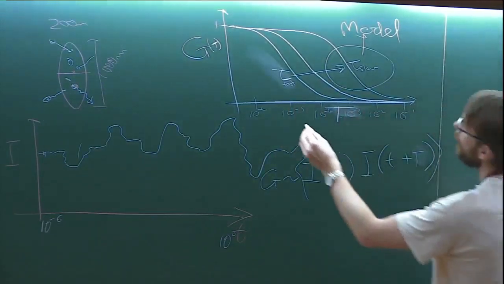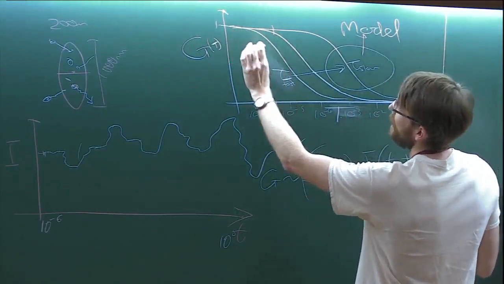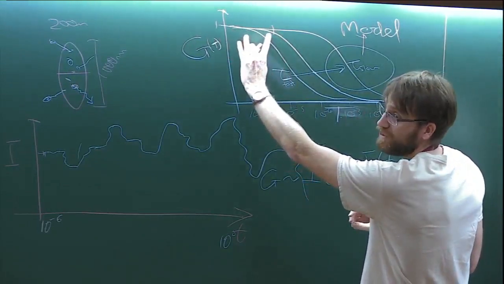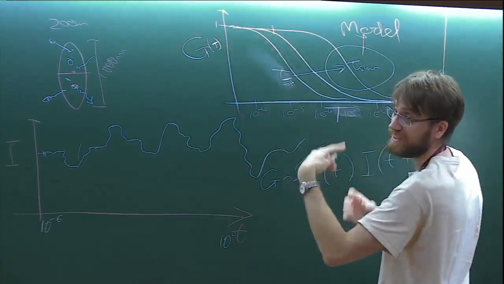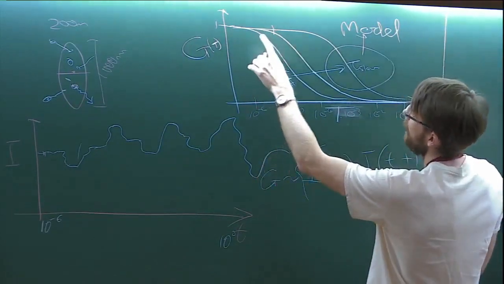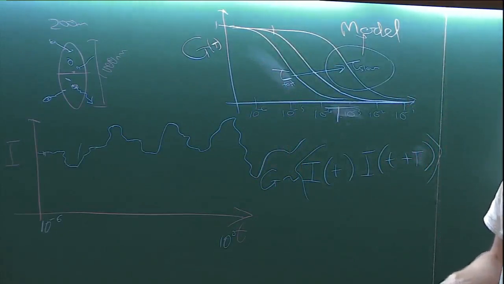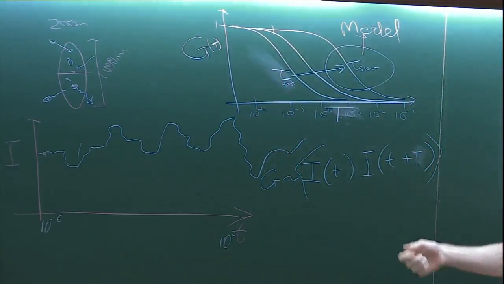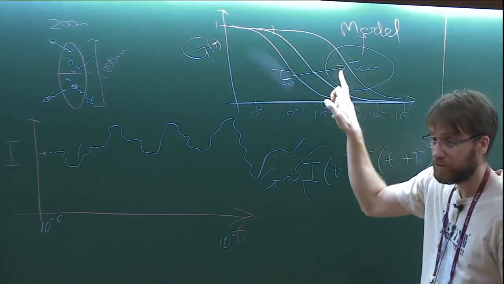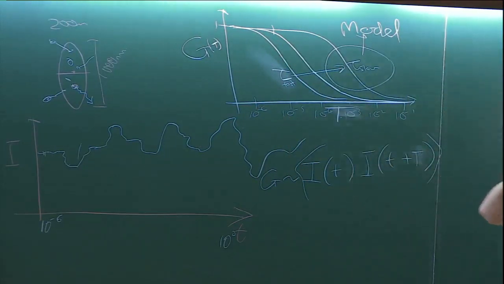On these short enough timescales, not much is changing, so the correlation stays high. And then as you get to long enough timescales where things start to change, i.e. binding events, new molecules coming in, molecules leaving, then you start to see a decrease in the correlation.